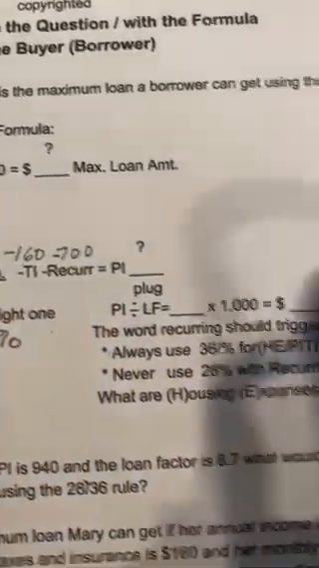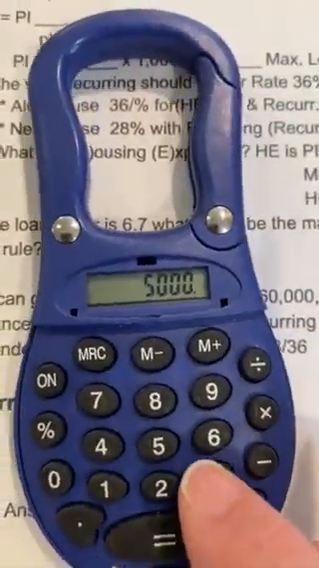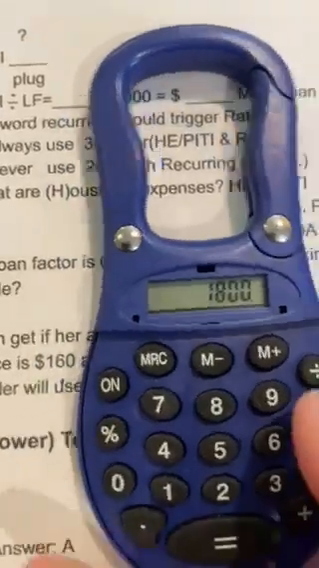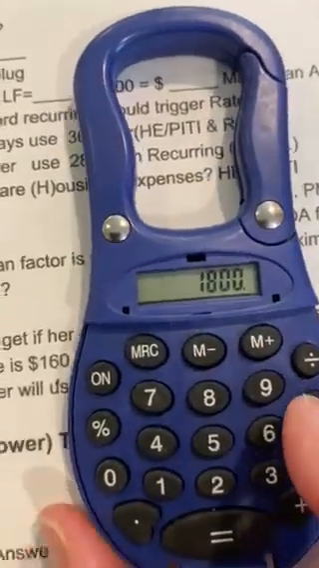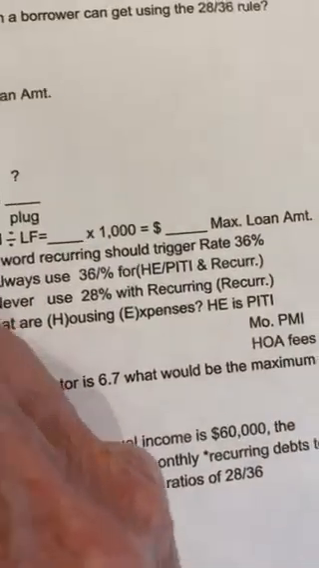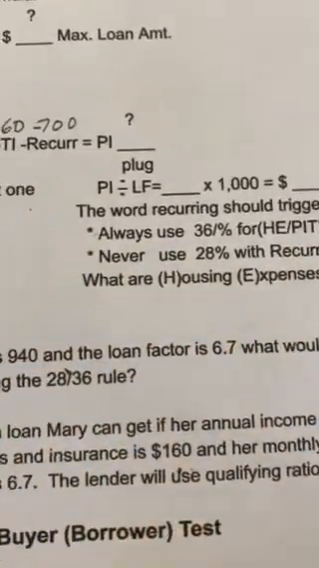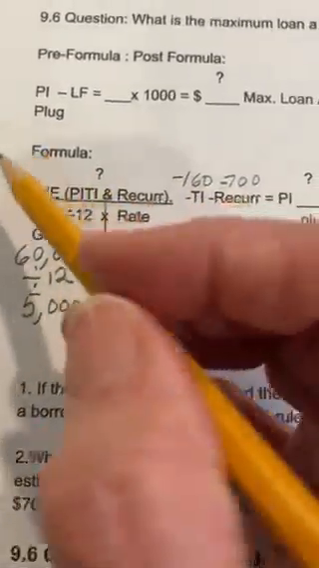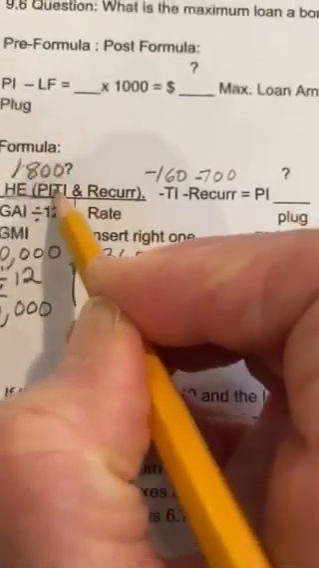And you say 5,000 times 36%. 36% gives you, and you never hit total. You just put the percent in. Never hit total. It comes up automatically, 1,800. So 5,000 times 36% gives you 1,800 for your top of your HE and your recurring.